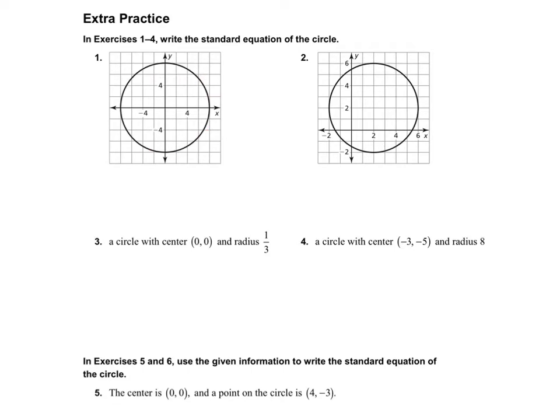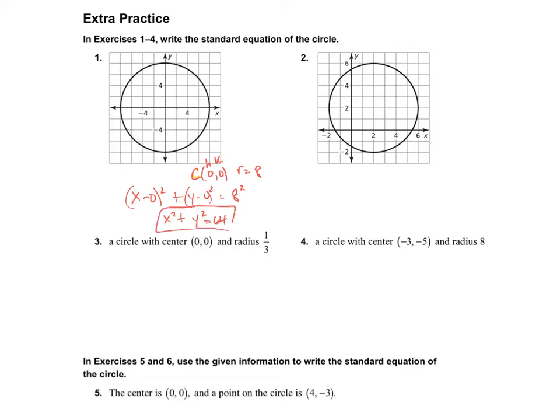So here's our circle. Our center's at 0, 0, and we have a radius here of 2, 4, 6, 8. So our center is at 0, 0, and our radius, we said, was 8. So x minus 0 squared plus y minus 0 squared equals 8 squared. Remember, that's h and k. So we're just going to say x squared plus y squared equals 64 as our final answer.